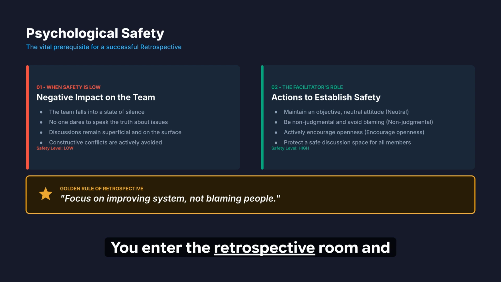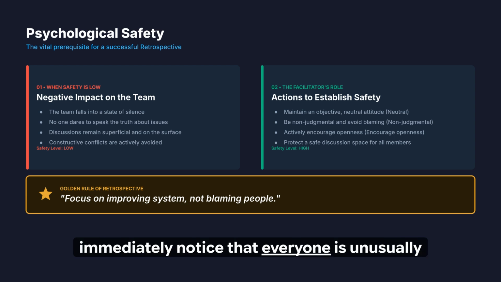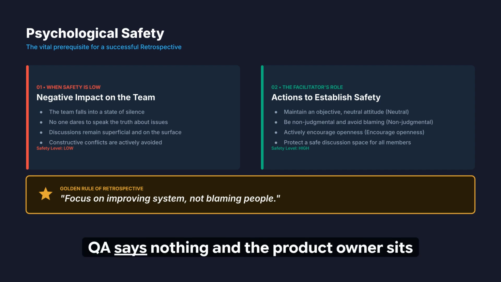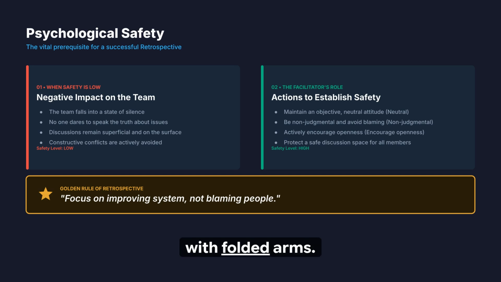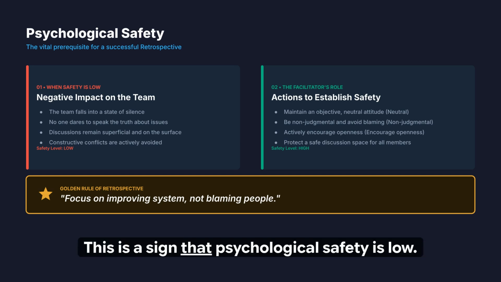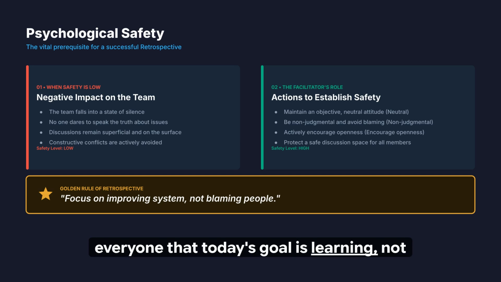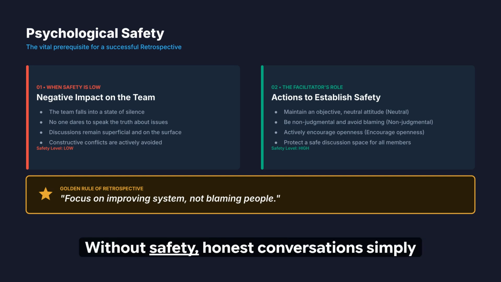You enter the retrospective room and immediately notice that everyone is unusually quiet. Developers avoid eye contact, QA says nothing, and the product owner sits with folded arms. This is a sign that psychological safety is low. Before discussing problems, you remind everyone that today's goal is learning, not blaming. Without safety, honest conversations simply cannot happen.